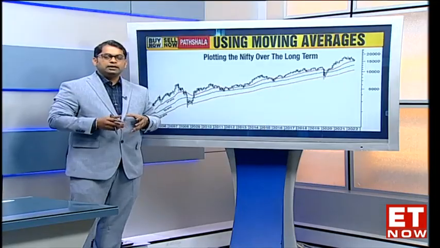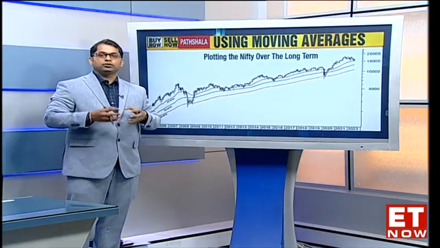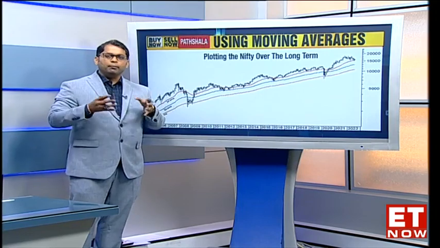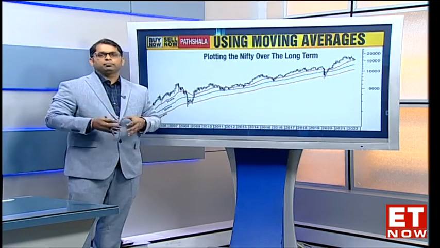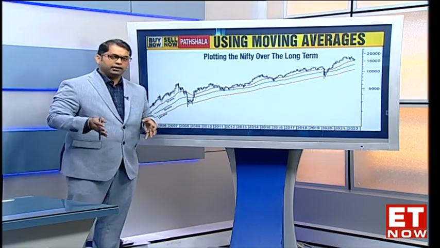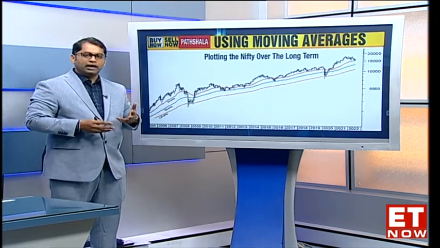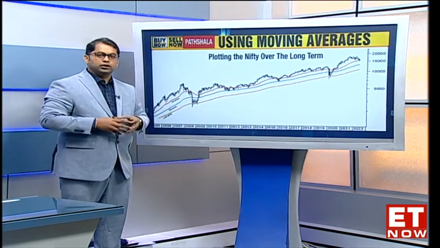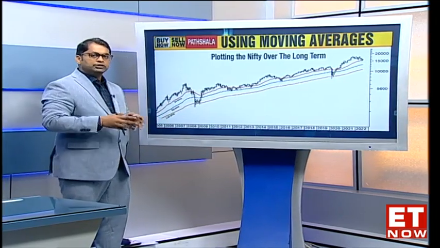So today, the topic of the Pathshala is how do you try and capture a correction, a small correction, a mid-sized correction, and a big correction. By big correction, we can probably term it as a panic. So I've used three simple moving averages and extrapolated these moving averages on the monthly charts for the Nifty.